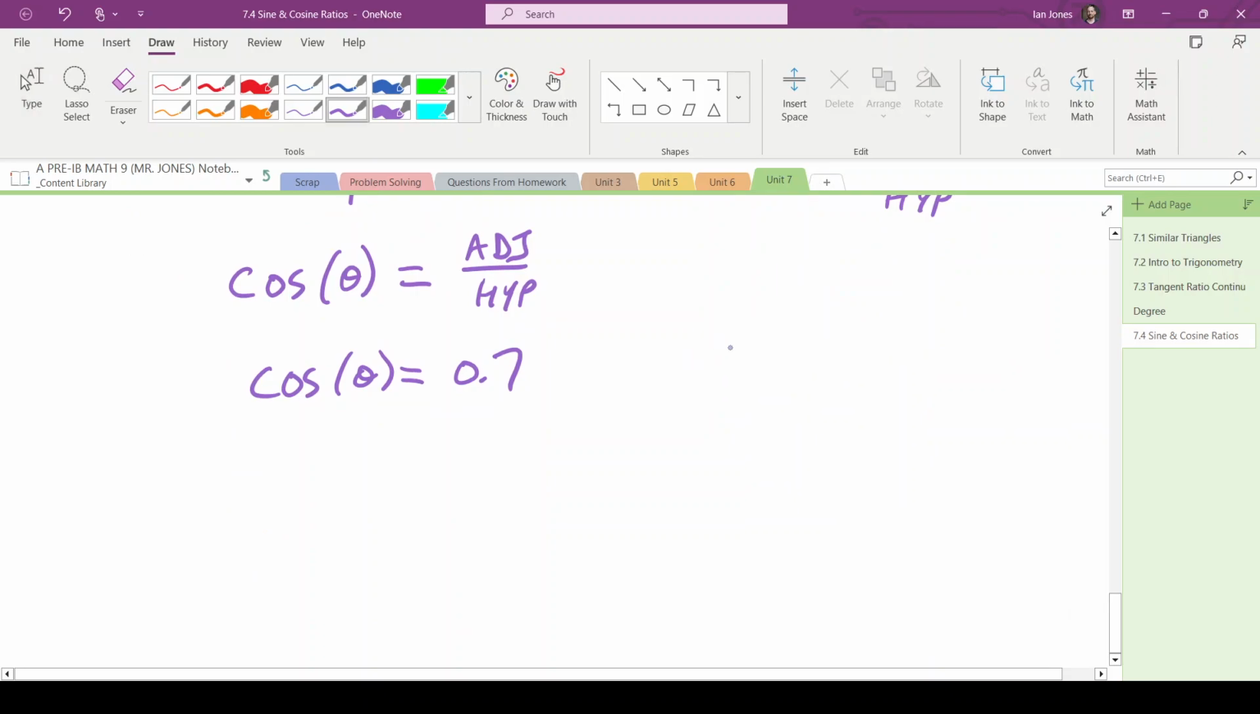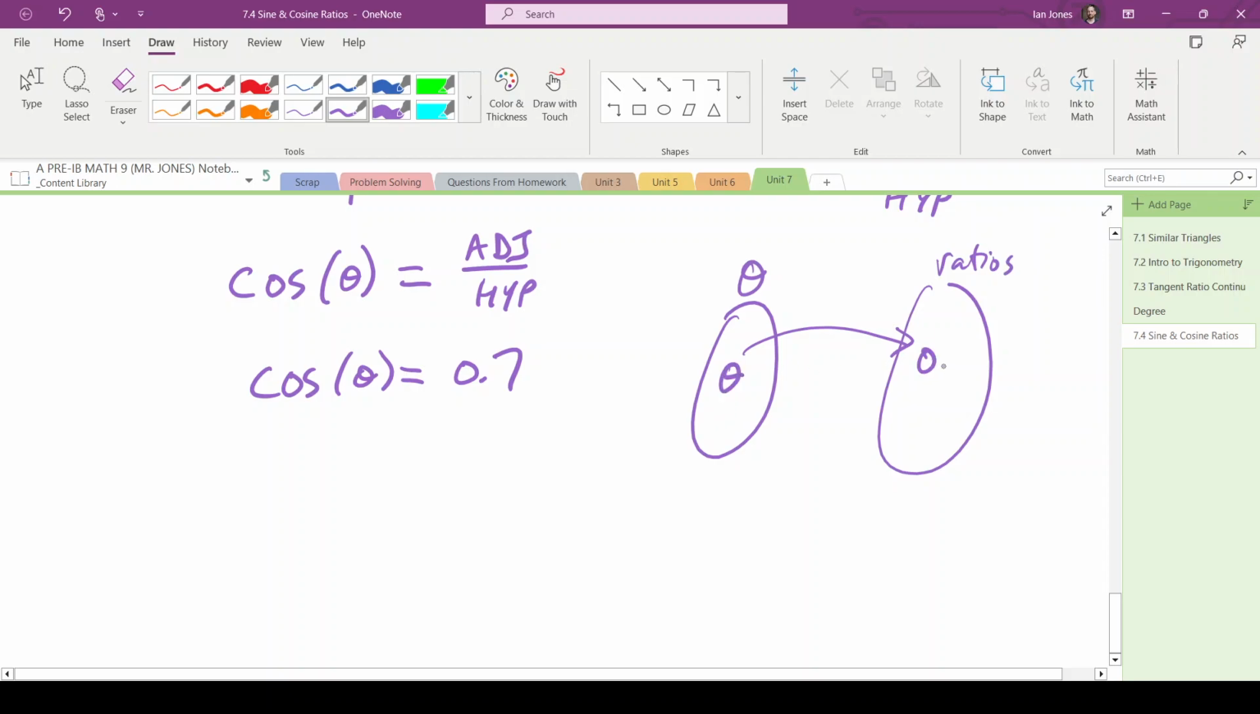Now, cosine is a function. It takes angles and maps them onto ratios. Cosine of something gets us to 0.7. That's applying the cosine function. How do I get my output and figure out what input would have given me that? I use the inverse function, and that's programmed into your calculator. So I'm going to use the inverse function on my output to figure out what the input had to be to get us there as our output of the cosine function. Cosine inverse of 0.7 will give me my theta.